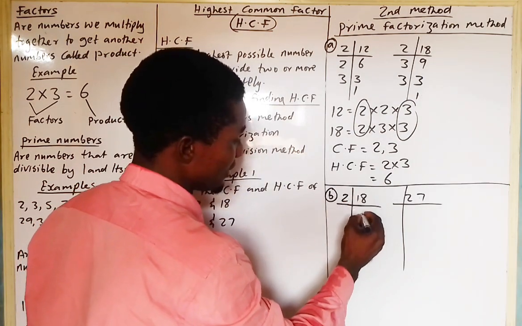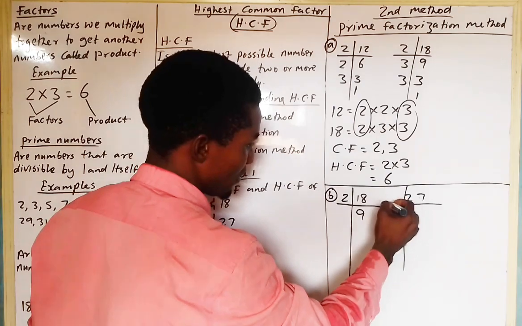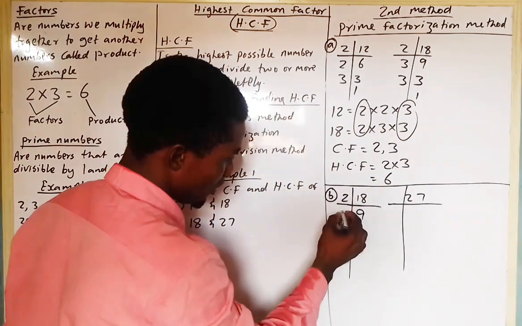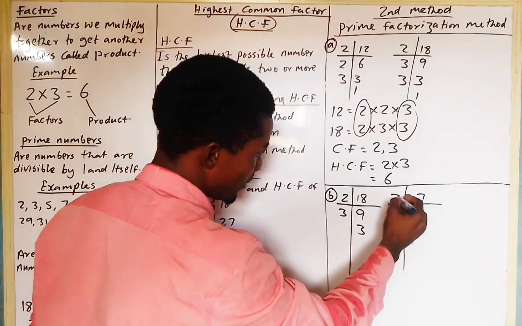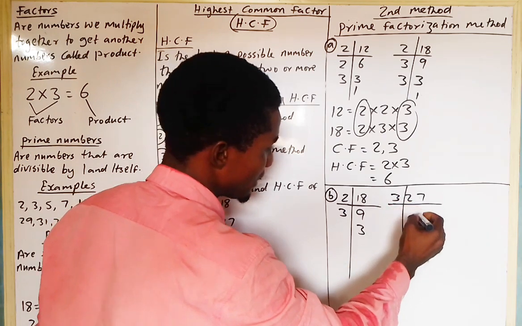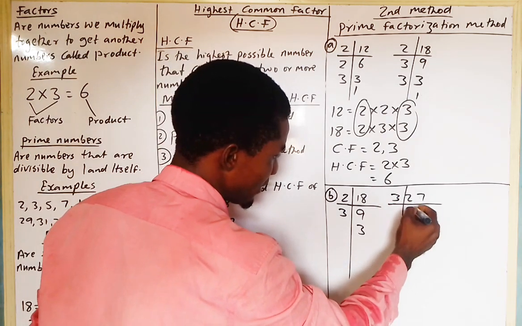Now 2 can go in 18 9 times. 2 cannot go in 27. 3 can go in 18 3 times. 3 can go in 27. That's how many times? It can go in 27 9 times.